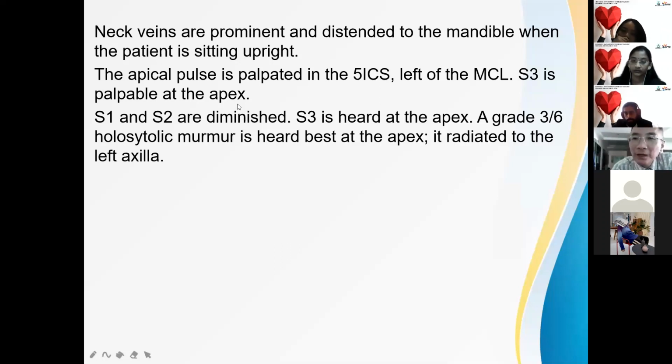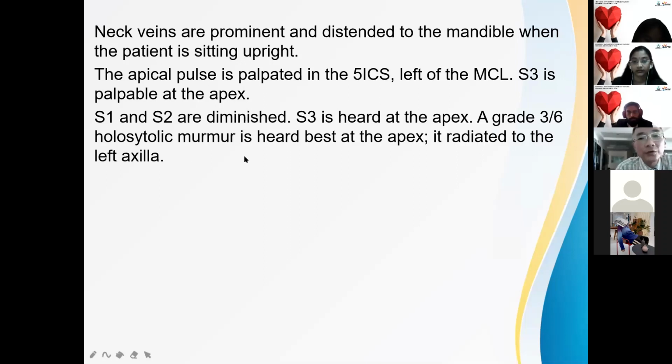As it fills, this is what causes S3. And if S3 can be palpated, it means the filling is abnormal. And filling is abnormal means ventricle is stiff or ventricle is hypertrophic. Something is quite wrong with the heart. That's why the S3 is palpable. Now, S1 and S2, I've just explained what they are, the first and second heart sound. And of course, if S3 is palpable, it must be audible. Sometimes in tachycardia, because of rapid filling, the S3 can be heard. But in this case, when it's palpable, it means it's very abnormal.